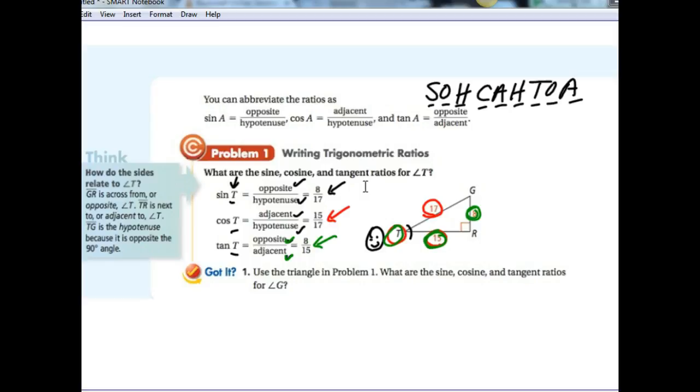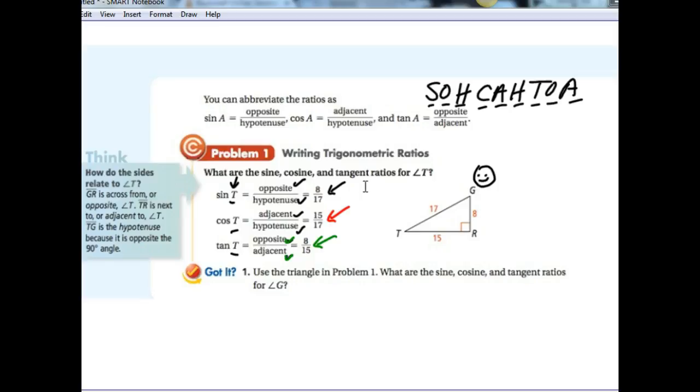Use the triangle in problem 1. What are the sine, cosine, and tangent ratios for G? So what we have to do here, if you'll let me erase this, we're just simply changing our perspective. So that means we're looking up here from this perspective. So I'm going to put my smiley face up here.